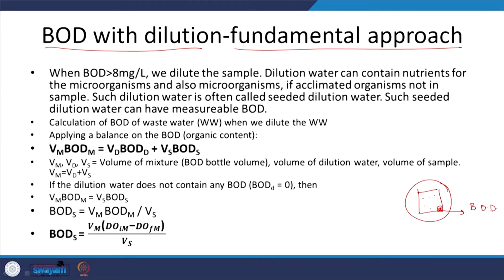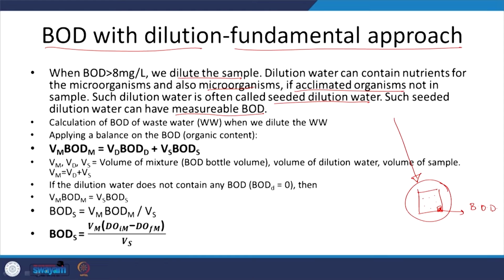So, a quick recap: when BOD is greater than 8, we dilute the sample. Dilution water itself will contain nutrients for the microorganisms and also microorganisms if the wastewater sample does not have acclimatized organisms or microbes, right. Such dilution water is often called seeded dilution water, and it can have some organic content or measurable BOD which will mess up our reading in this particular BOD test, right. So, now I need to take this into account. How do I do that?